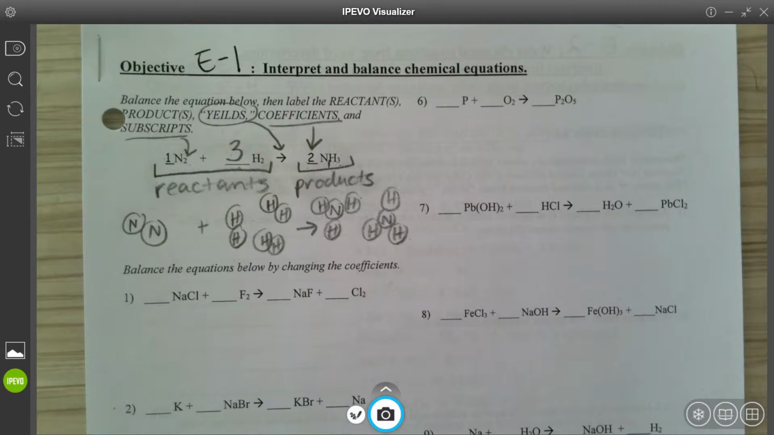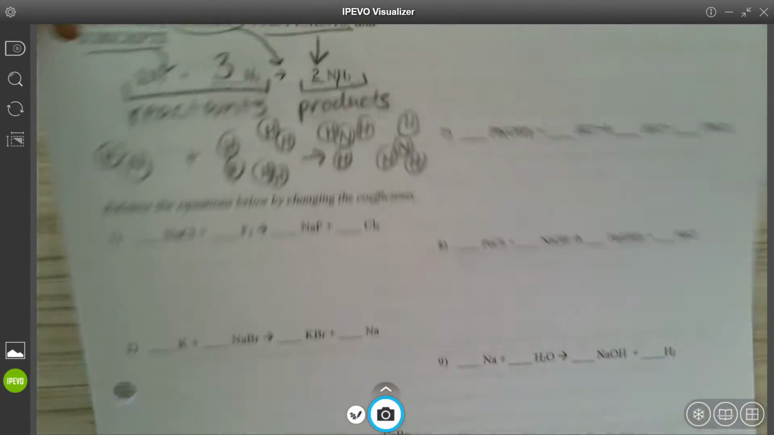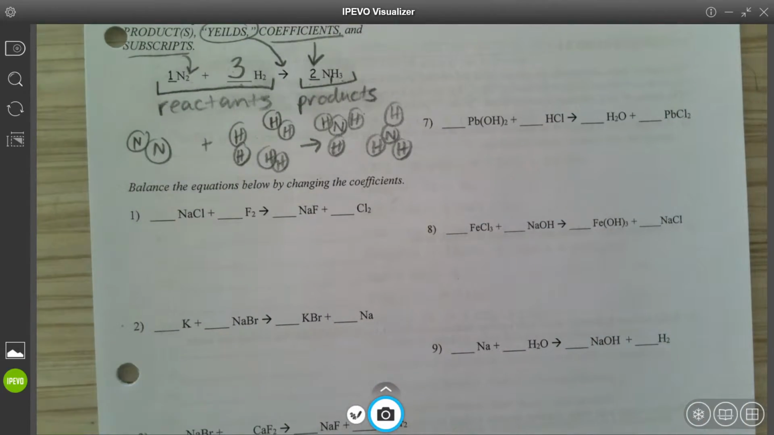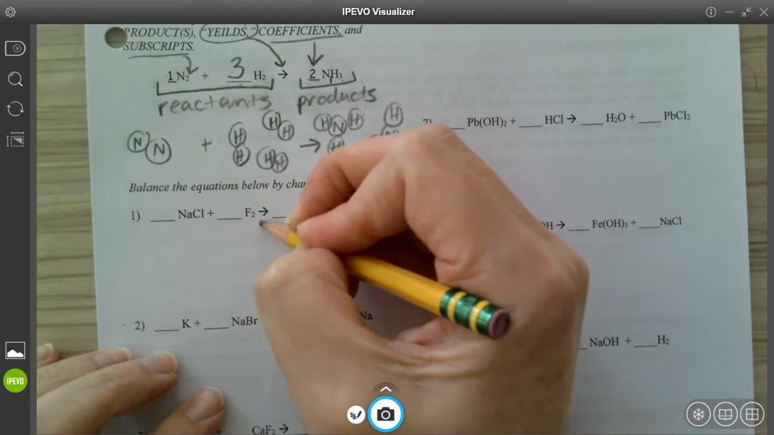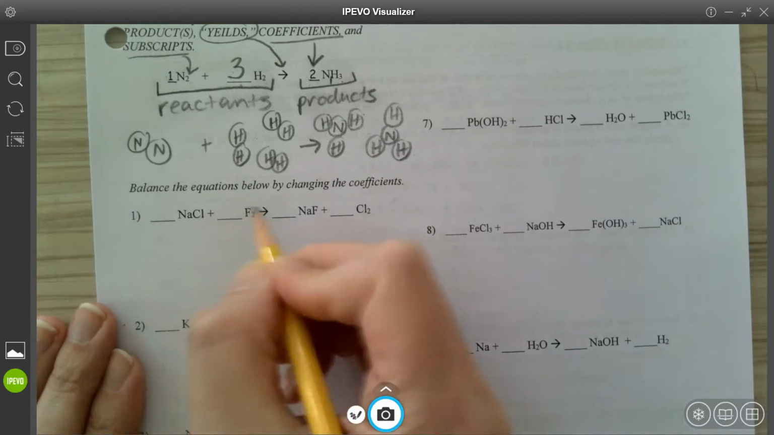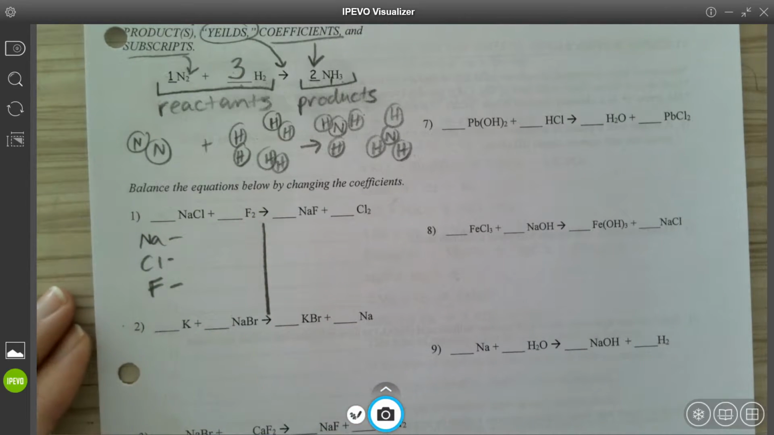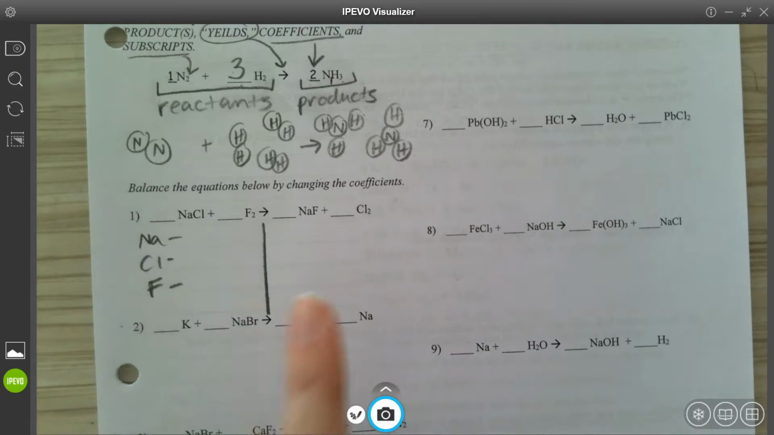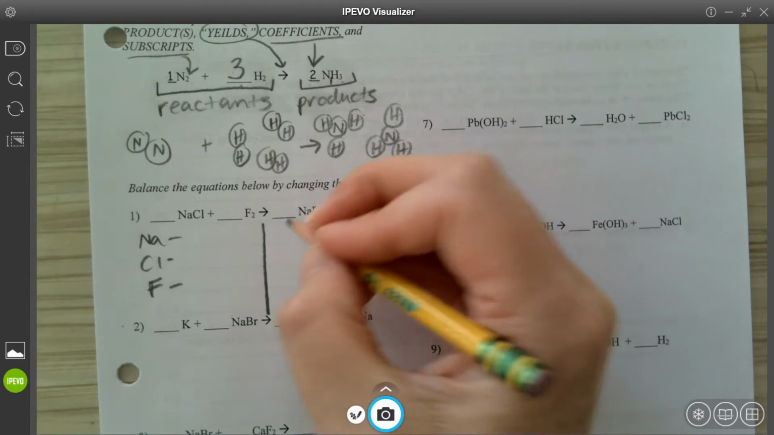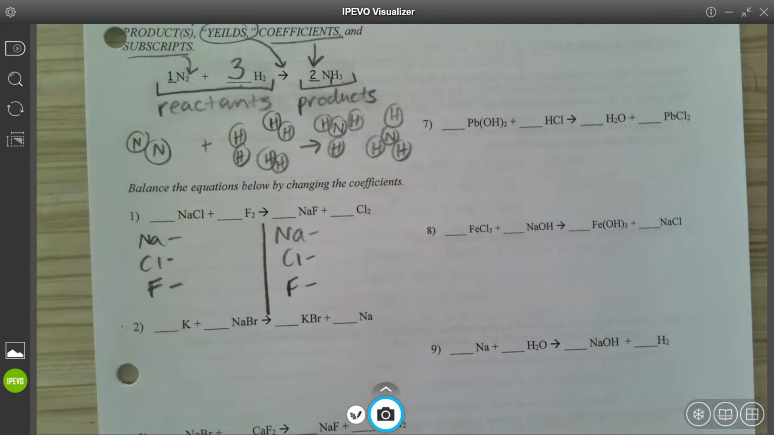All right, so balance the equations below by changing the coefficients. Okay, so this is the way that I do it. You don't have to do it my way, as long as you get the right answer. What I like to do is draw a line under the arrow to separate the reactants from the products. And then list the atoms in order, Na, Cl, F. And then on the product side, list the atoms in the same order again, Na, Cl, F. That makes it easier to see what's balanced and what's not.